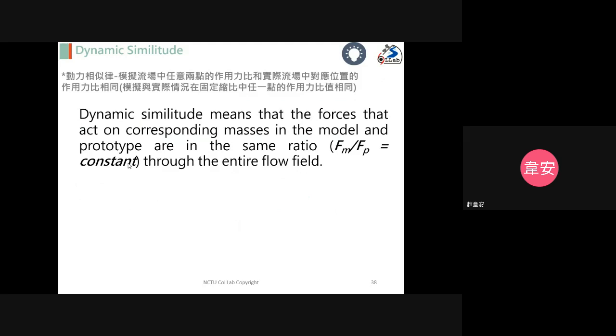And dynamic similitude means that the forces that act on the corresponding masses in the model and the prototype are in the same ratios. We need to keep the force in the model and the force in the prototype at a constant ratio throughout the entire flow field. So what does this mean?